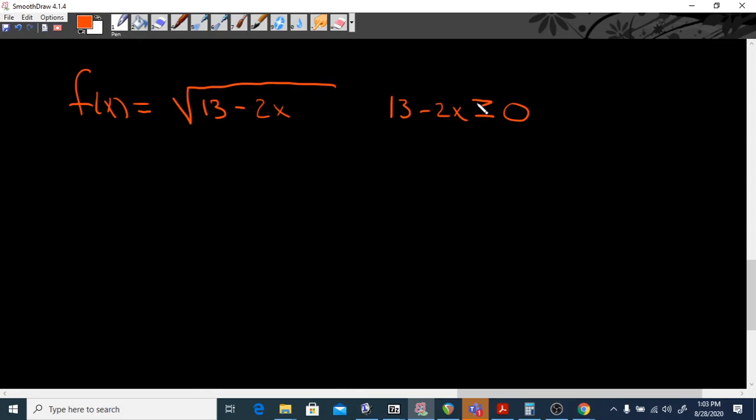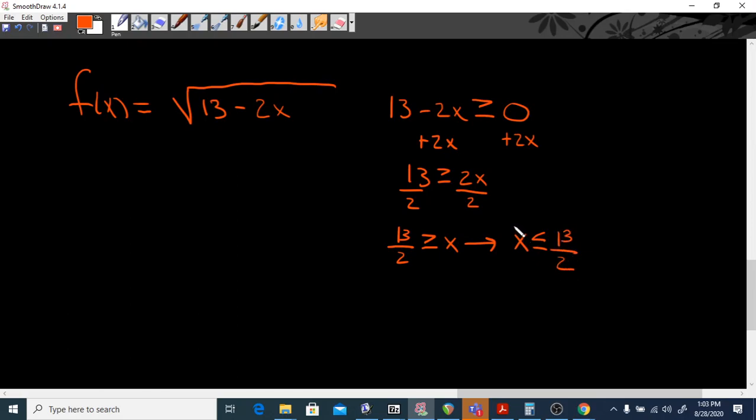So this is an inequality. I'm going to add 2x to both sides. And so we get 13 is greater than or equal to 2x. Divide both sides by 2, and we get that 13 halves, or 13 divided by 2, is greater than or equal to x. Another way of saying that is x is less than or equal to 13 over 2.